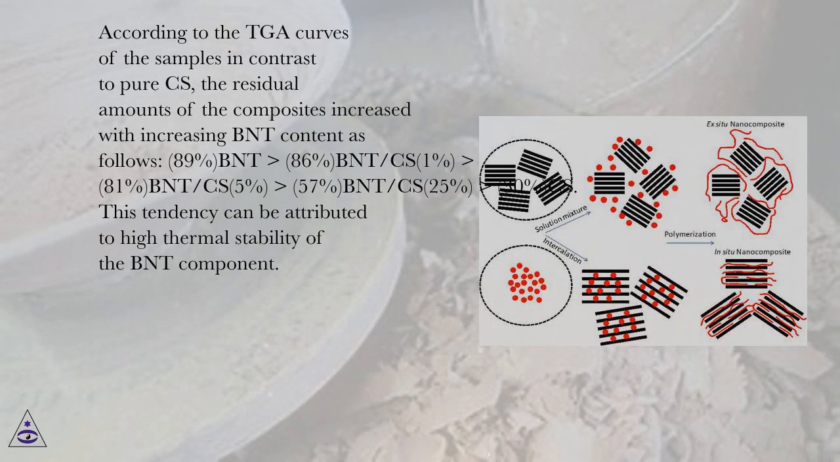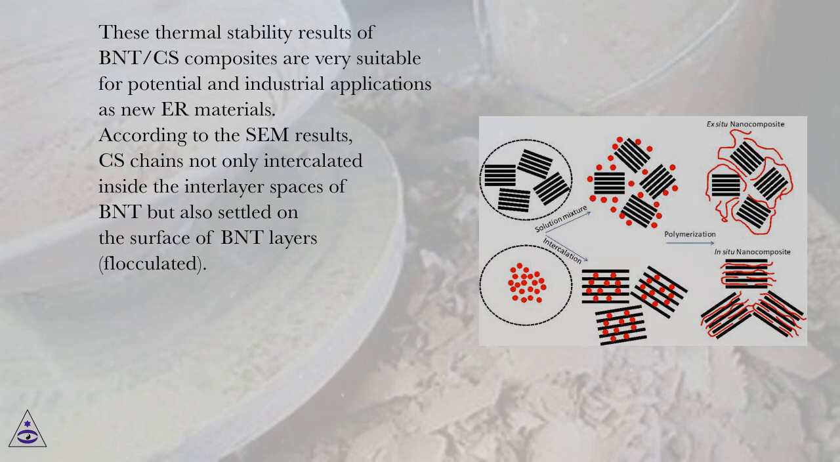the composites increased with increasing BNT content as follows: 89% BNT > 86% BNT/CS 1% > 81% BNT/CS 5% > 57% BNT/CS 25% > 30% CS. This tendency can be attributed to high thermal stability of the BNT component. These thermal stability results of BNT/CS composites are very suitable for potential and industrial applications as new ER materials.